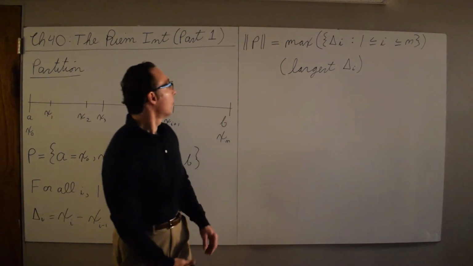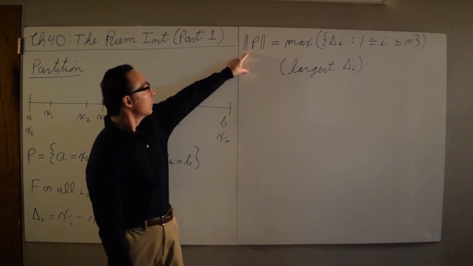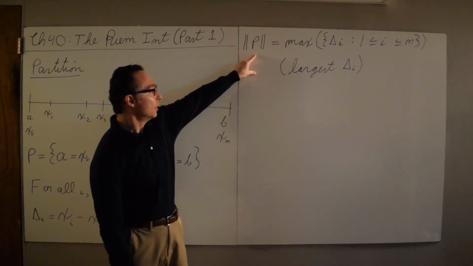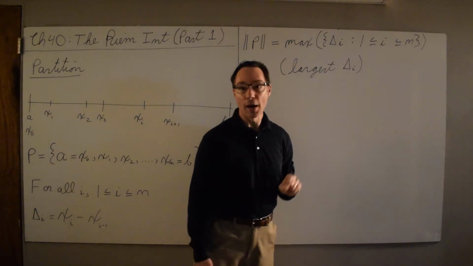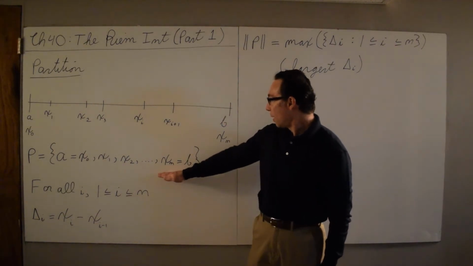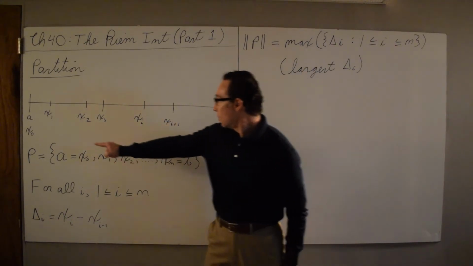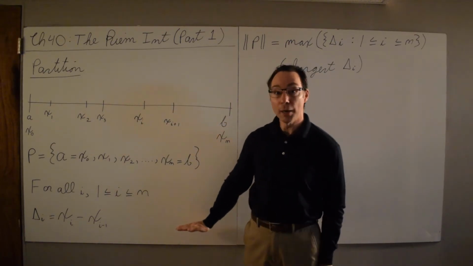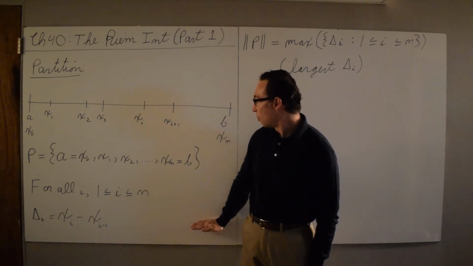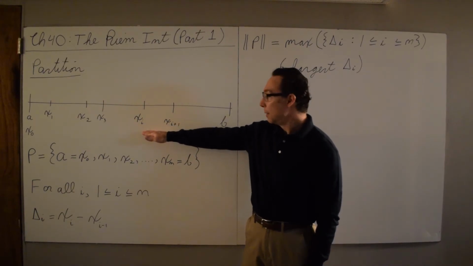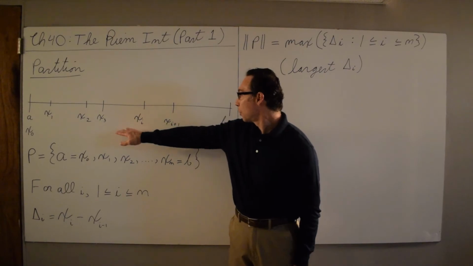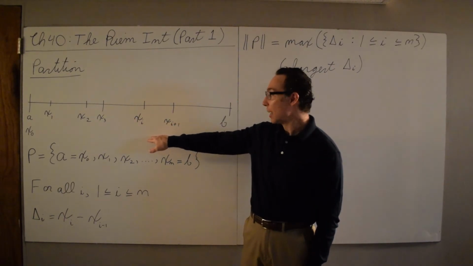And then we call the norm of the partition, or the length of the partition, the max of the delta i's. So you have a finite set here. So you have a finite number of these subintervals, and you're looking at their lengths. And when you have a finite number, you have a largest one. Now, you might have two the same size. You might have two that are both the largest distance, and that's okay.